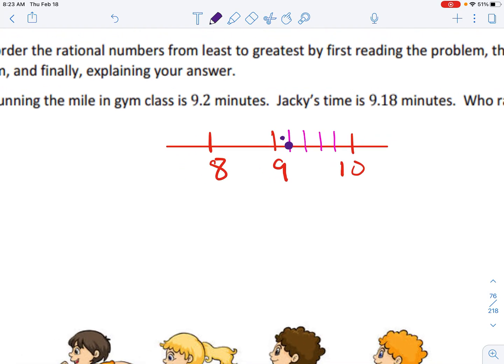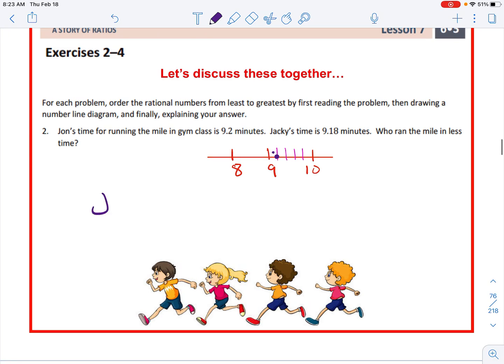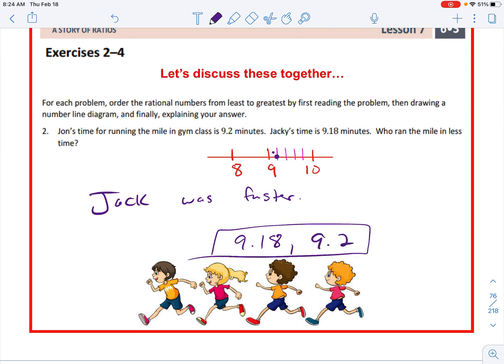Okay? So, in order from least to greatest, who ran it in less time? Well, Jackie ran it in a faster time. And then we can write 9.18 and then 9.2. Okay? And that's my answer.